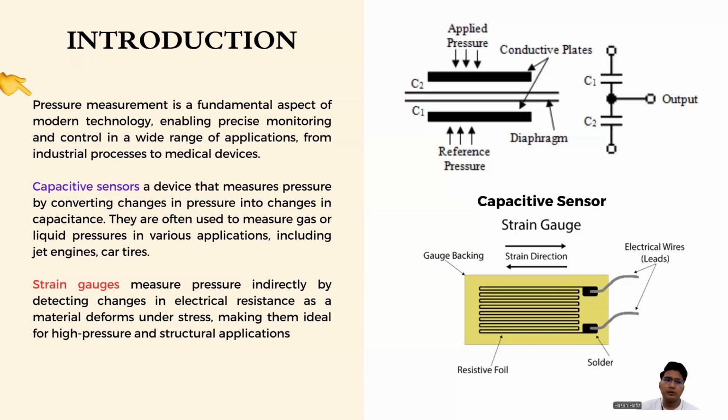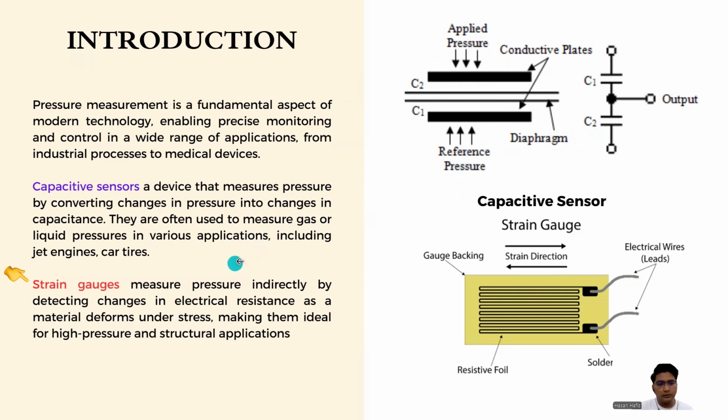So the introduction. Pressure measurement is a fundamental aspect of modern technology, enabling precise monitoring and control in a wide range of applications, from industry processes to medical devices. The capacitive sensor is a device that measures pressure by converting changes in pressure into changes in capacitance. They are often used to measure gas or liquid pressure in various applications, including jet engines and car tires. When pressure is applied to capacitance 1 and capacitance 2, the changes of the capacitance will produce the output.